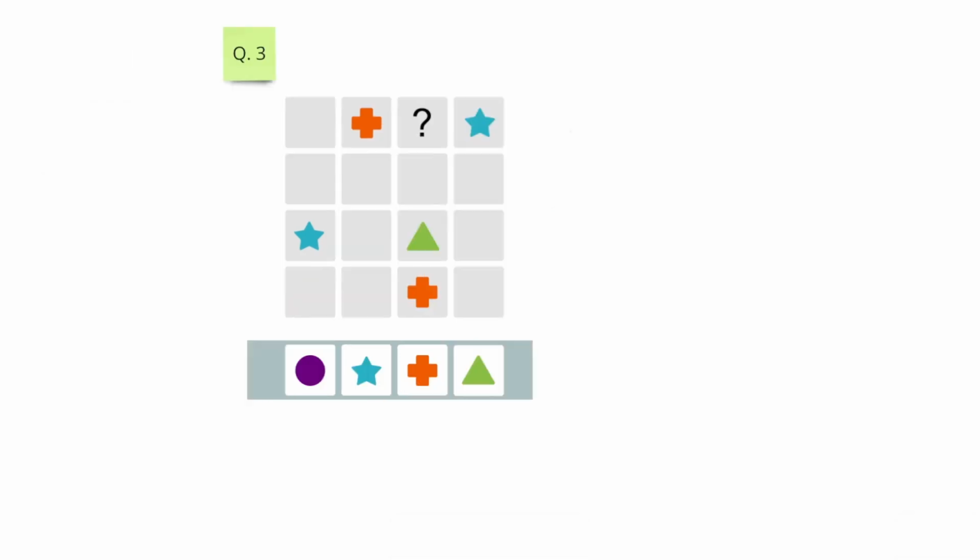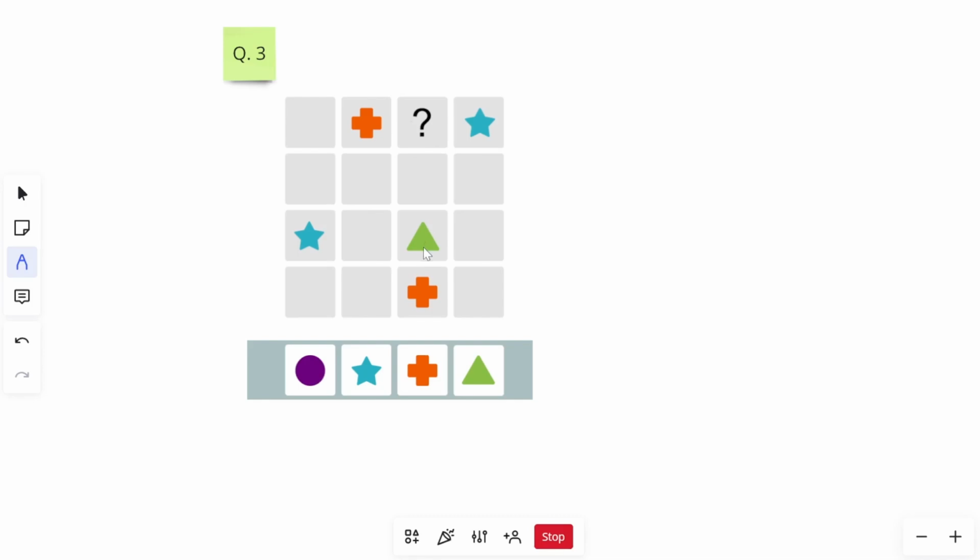Let's look at this question. So in this question, we have question mark in the first place, right? That is in the first row. So now we have to find what sign can replace question mark here. While solving, we have to understand that in one row, one sign can come only once. And in one column, one sign can come only once.